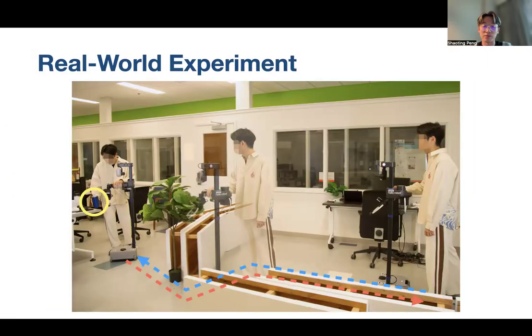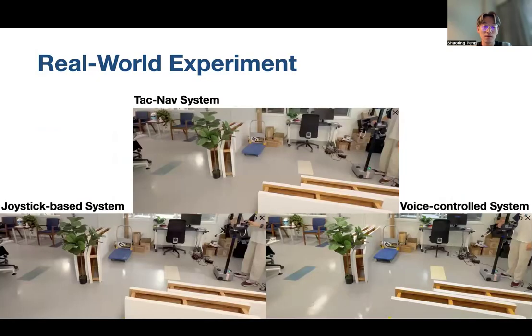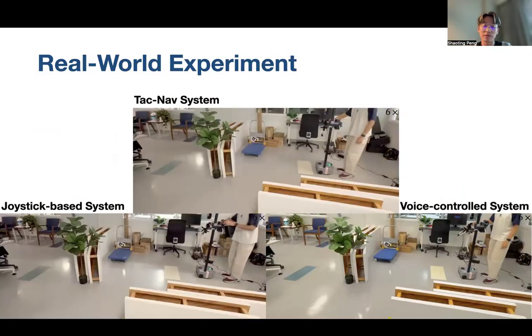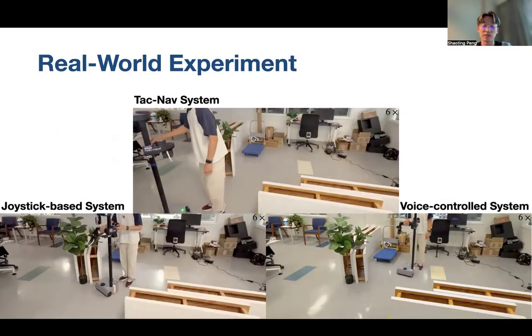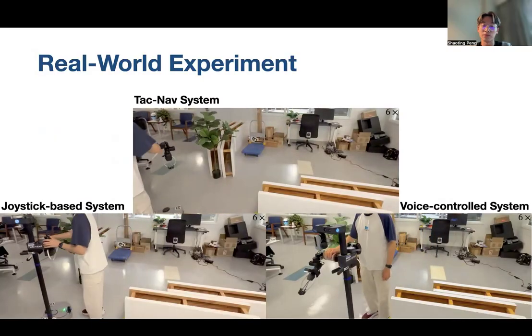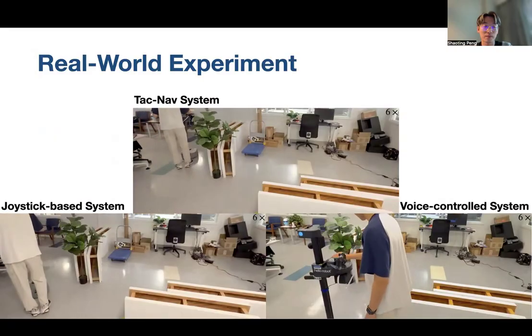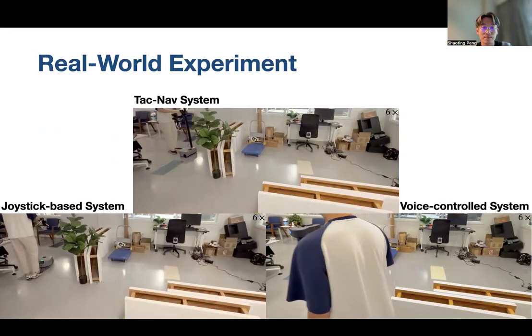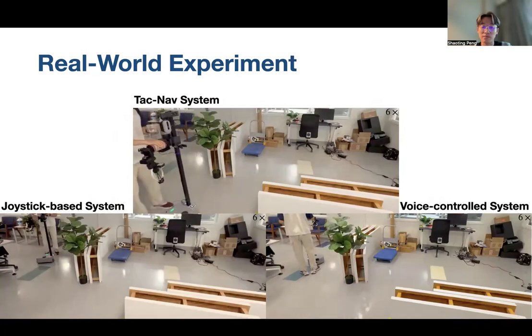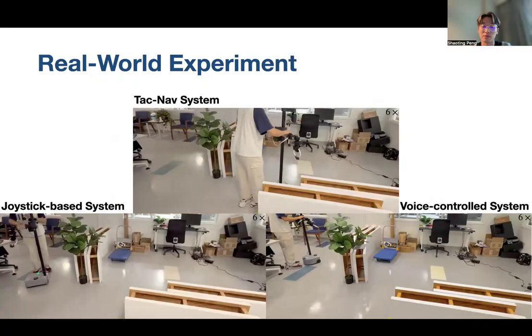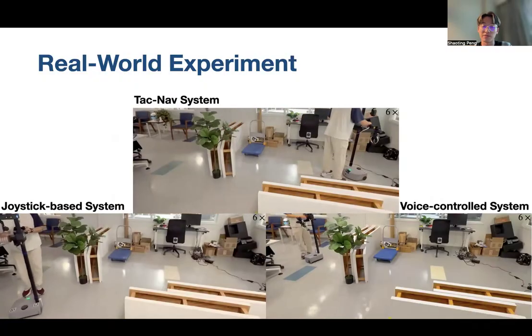Next, we demonstrate our real-world experiment, which contains a human participant getting a cup of water and returning with the robotic mobility support. So on the top is our TacNav system, and on the bottom are the two baselines, one using a joystick to control the movement, and the other one using voice commands to control the robot. Yeah, we can see with our system, the user can complete the task much more easily and also efficiently.